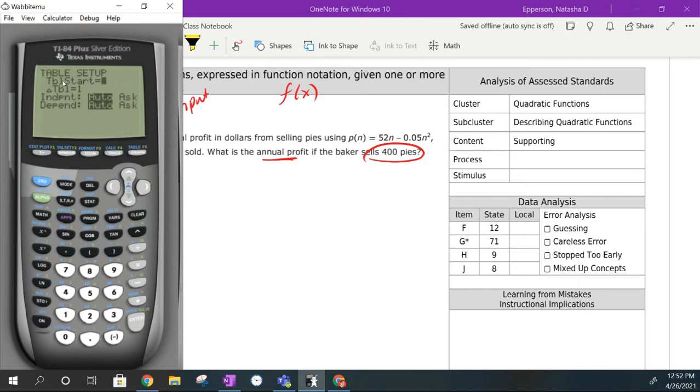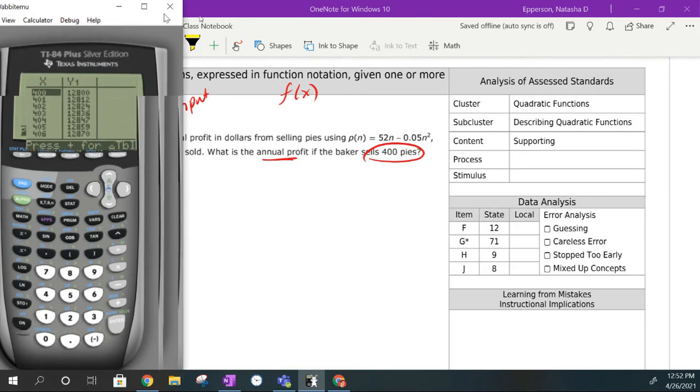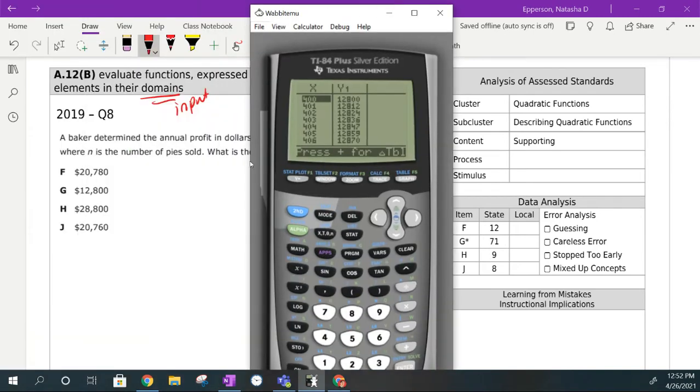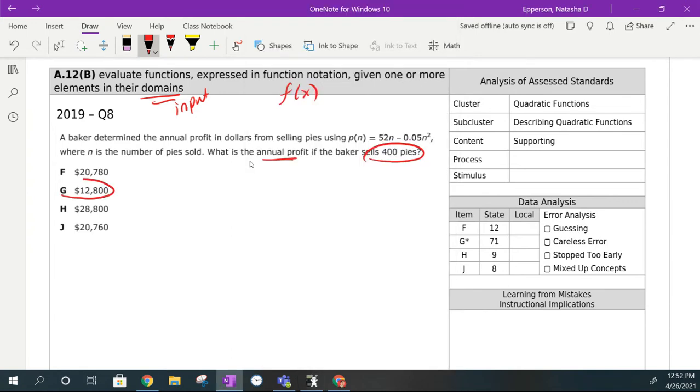So then notice on here it says table start. If I change that to 400, oops, not 4,000, I want 400. And then go back to second graph, it will put my table there at the 400 x value, which the close one to that and an exact one to that is going to be our answer choice G. All we're doing on these.